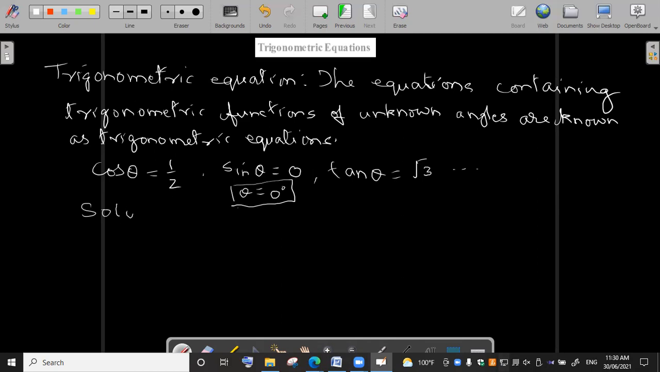So just to write here, what is solution? Solution is the solution of a trigonometric equation.